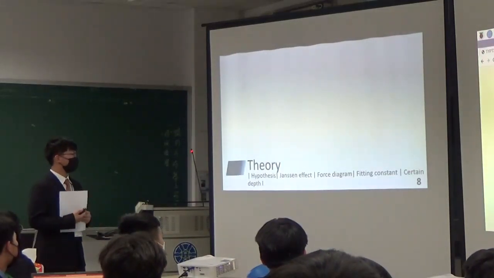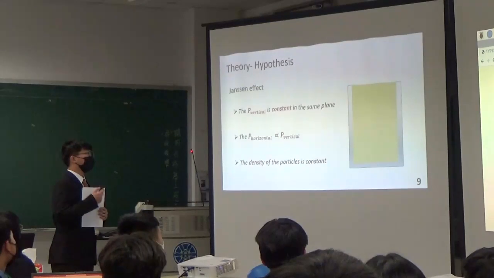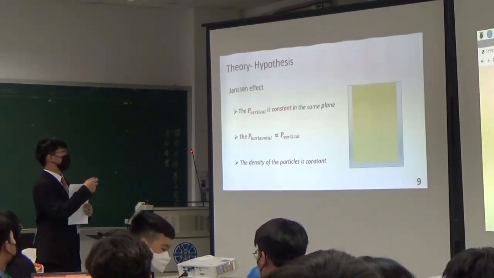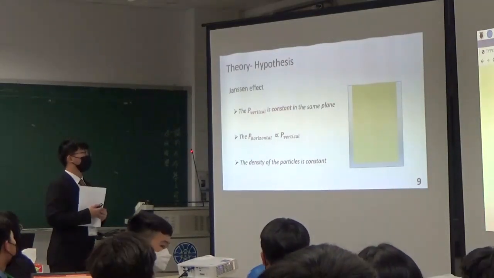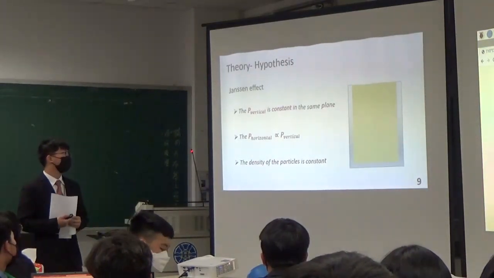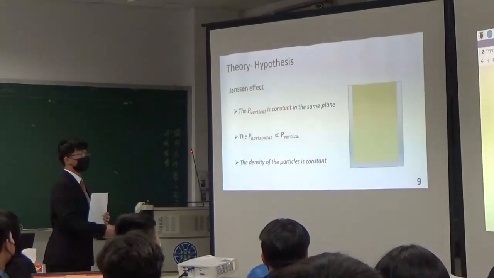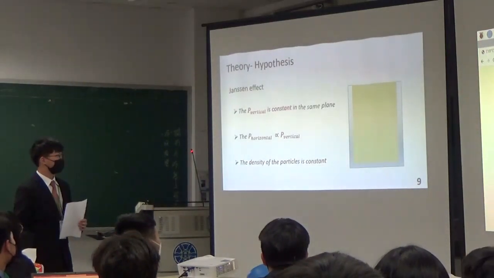And next is about the theory part. First is the hypothesis of our theory, which includes the Janssen effect. First, we assume that the vertical pressure is a constant in the same plane, the horizontal pressure is proportional to the vertical pressure, and the density of the particles is a constant.